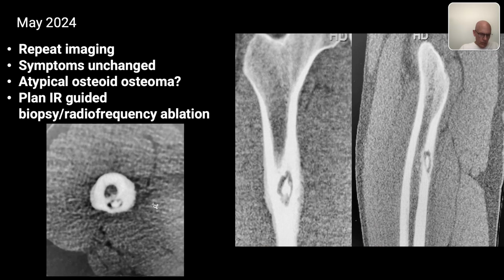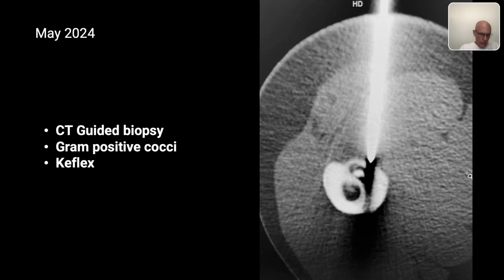New slide. So the patient elected not to be treated, but the symptoms were unchanged. And so, as often happens on our side, the lesion was re-imaged. And to my eye, it looks like there's a bit more lucency around the intracortical process. Anyhow, so they were scheduled for an IR-guided biopsy, and if the lesion was consistent with an osteoid osteoma, then an ablation. New slide. But lo and behold, pus came out, and it was gram-positive cocci, and so cultures were obtained, and the patient was treated with Keflex.